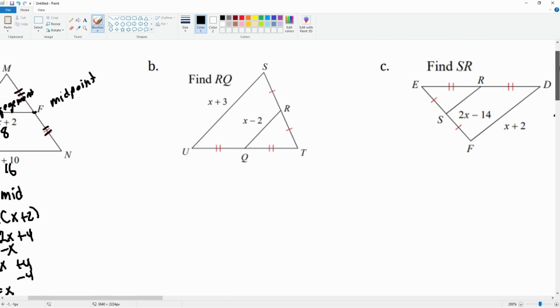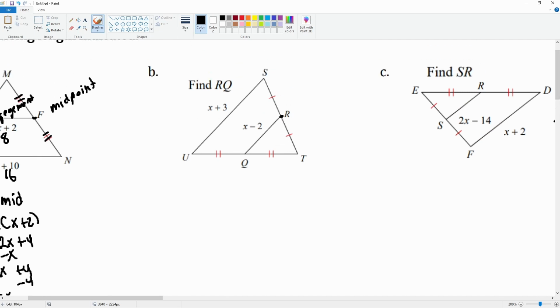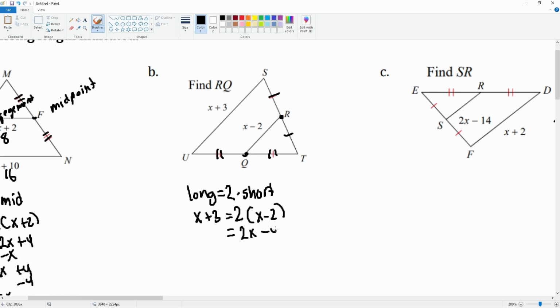Oh, notice this is also a midpoint, because you see congruent to midpoint, because it creates 2 congruent sides. So here the long is going to be 2 times the short, or the middle part. Okay, the long is x plus 3, and the short part is x minus 2. Okay, so let's simplify. On the right is 2x minus 4, because you distribute that 2 in front. We have x plus 3 on the left.